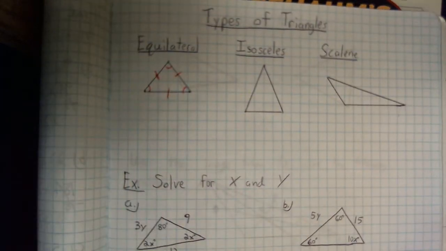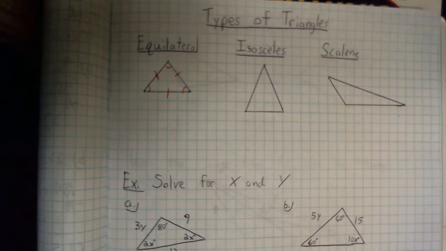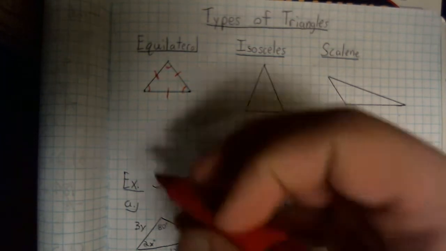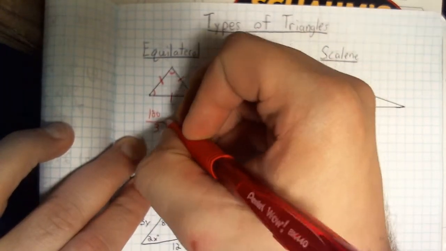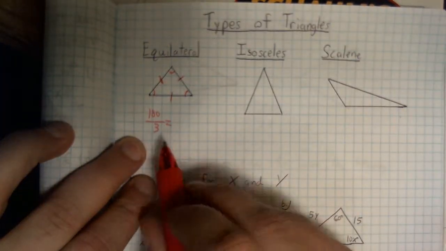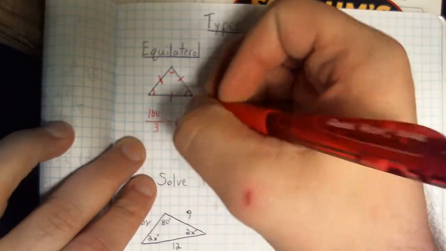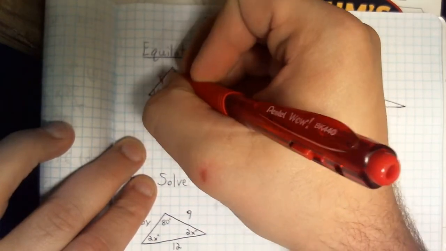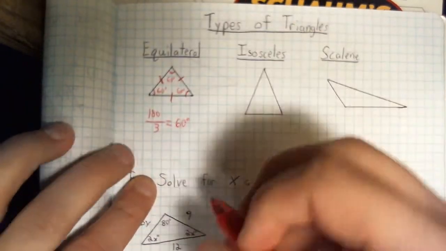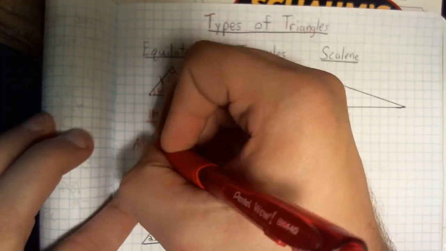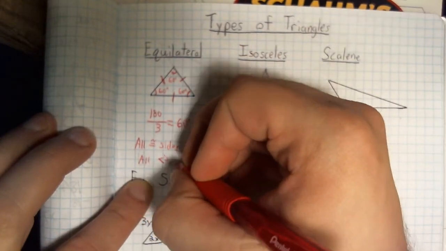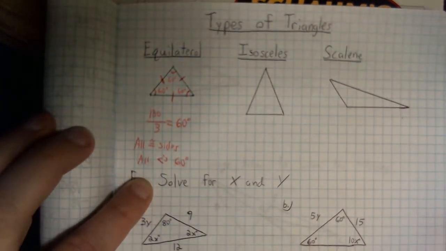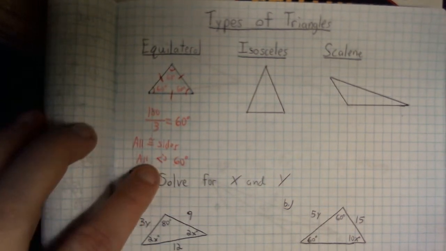Now, even more about these equilateral triangles is this. There are 180 degrees in a triangle, and there are 3 equal angles. So if we were to divide 180 by 3, we would find out that each of these angles are worth 60 degrees. So we can be that specific. Okay, all congruent sides and all angles 60 degrees. Okay, so good to know about equilateral.